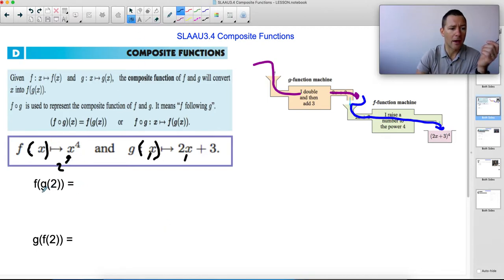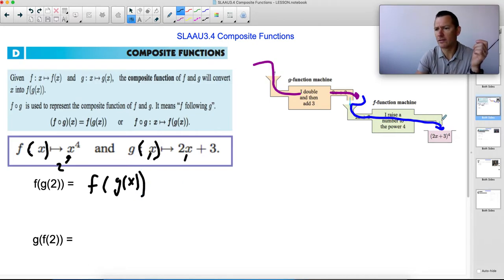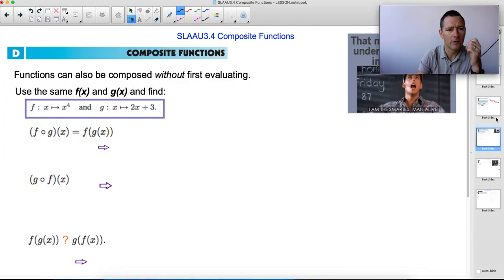So f of g of 2, well, you could find f of g of x. Same equations. F of g of x. Sometimes they write it like this: f of g of x, f circle g of x. When I see that, I rewrite it. It means do g first and then put that result into f.